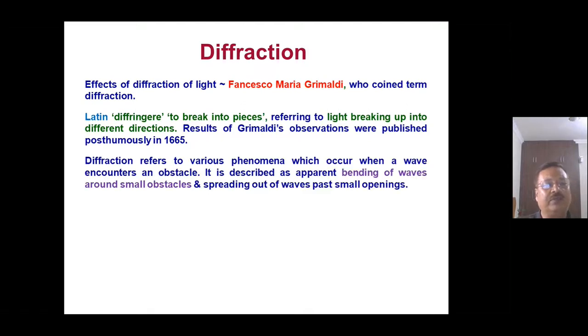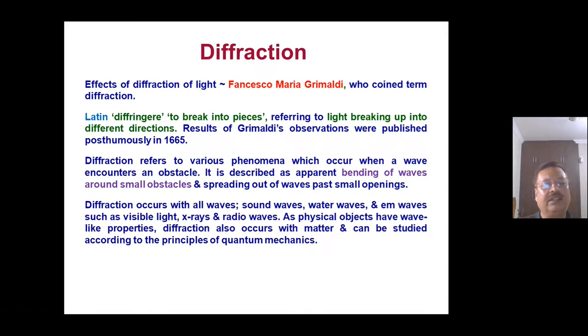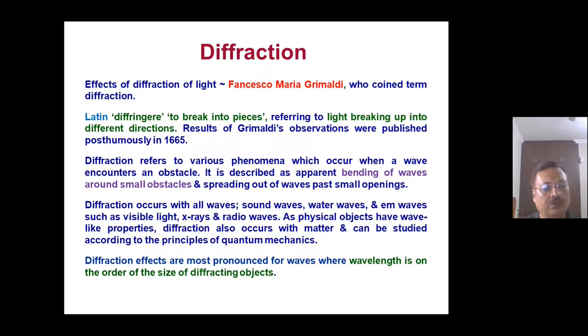So this diffraction refers to various phenomena which occur when a wave encounters an obstacle. It means it is the apparent bending of the waves around small obstacles. This diffraction occurs with all waves: sound waves, water waves, electromagnetic waves such as visible light, X-rays, radio waves, and that is why we have XRD patterns when we deal with condensed matter physics. These diffraction effects are most pronounced for waves where the wavelength of the light is of the order of the size of the diffracting object.